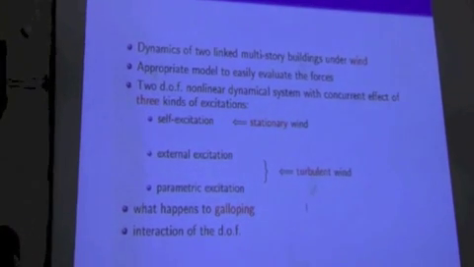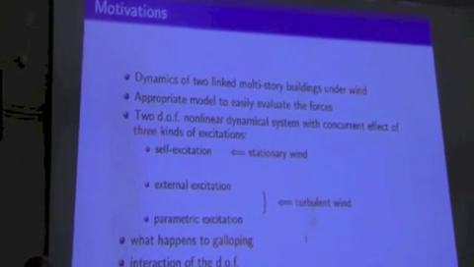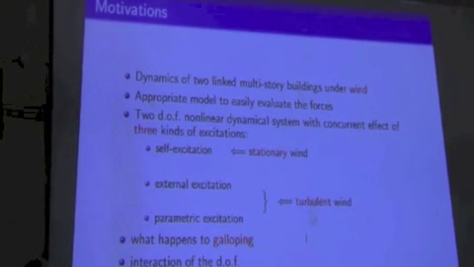We want to study the dynamics of two linked multi-story buildings under the effect of wind which is blowing orthogonally to the plane of the structure. And to do so, we want to introduce an appropriate model in order to easily evaluate the aerodynamic forces. At the end of the story, we will get to a 2 degrees of freedom nonlinear dynamical system where the wind, which is assumed as turbulent, will provide three simultaneous sources of excitation.